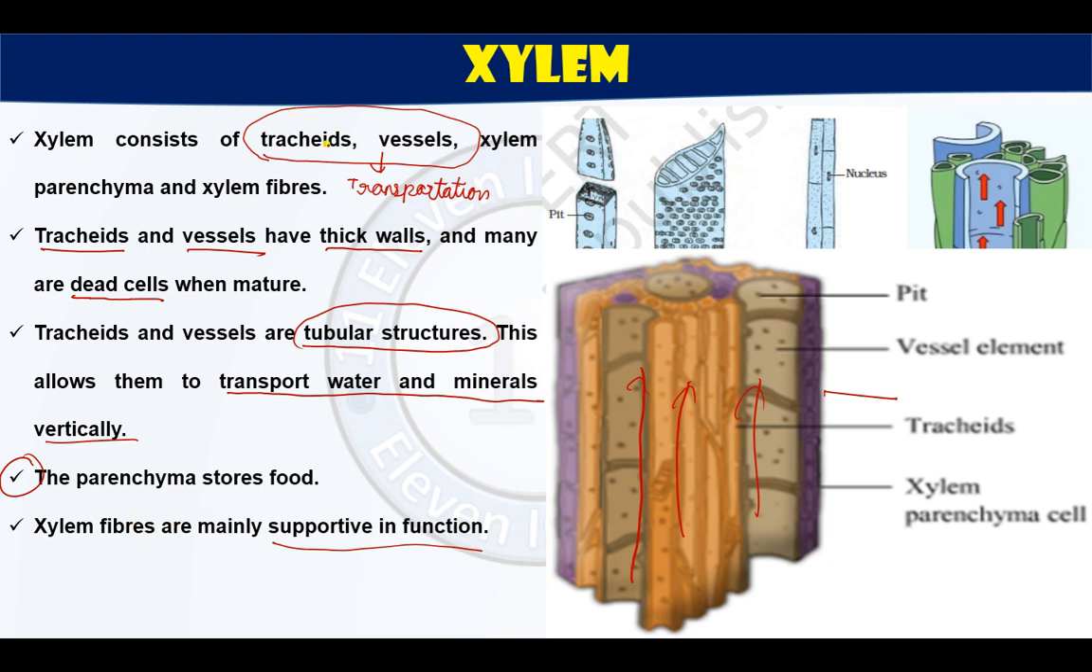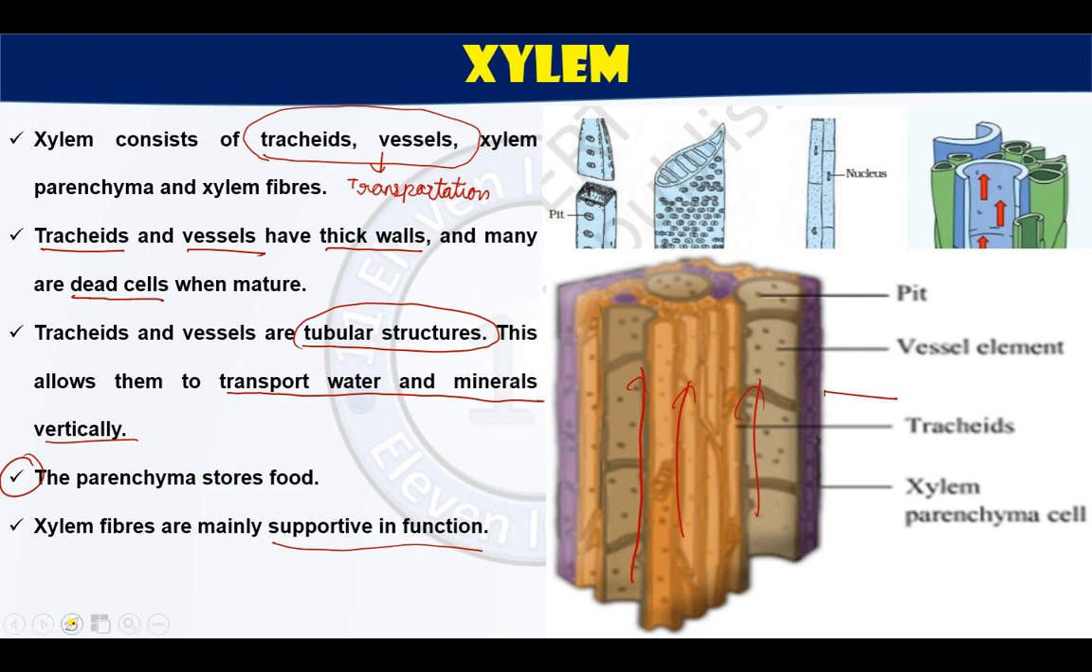So four components: tracheids, vessels, xylem parenchyma, xylem fibers. Majority of them are dead except the xylem parenchyma, because we know that parenchyma possesses living cells. Rest all of them, majority of them are dead cells. Specifically the tracheids and vessels, their cell wall is thick, they are dead cells, they are tubular structures, and due to that they are able to transport water and minerals vertically. I hope this is clear to you.